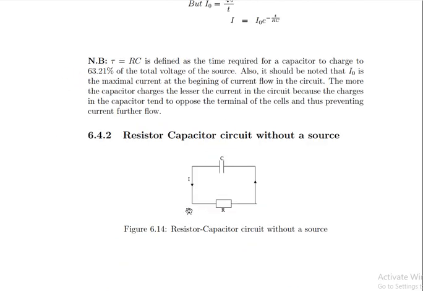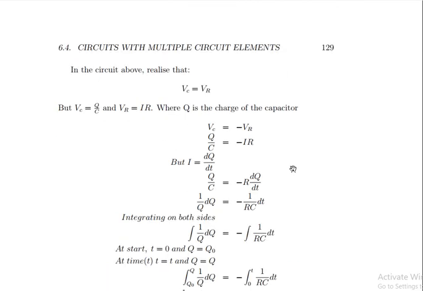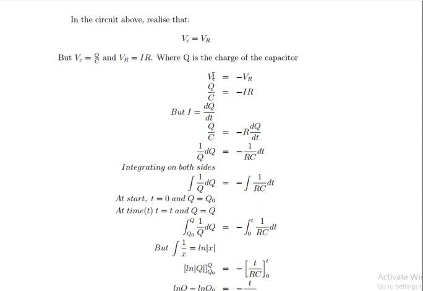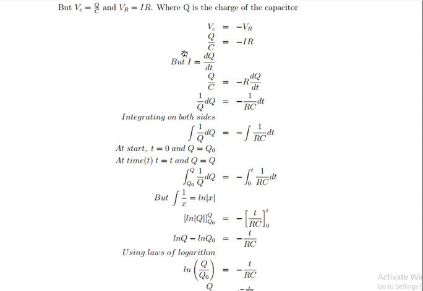So now we have a resistor capacitor circuit without a source. In this case, we say that Vc is going to be equal to negative VR. So Q over C is going to be equal to negative I times R. But we know that I is equal to dq over dt. So we have Q over C is equal to negative R dq over dt. All this will lead us to this formula here.